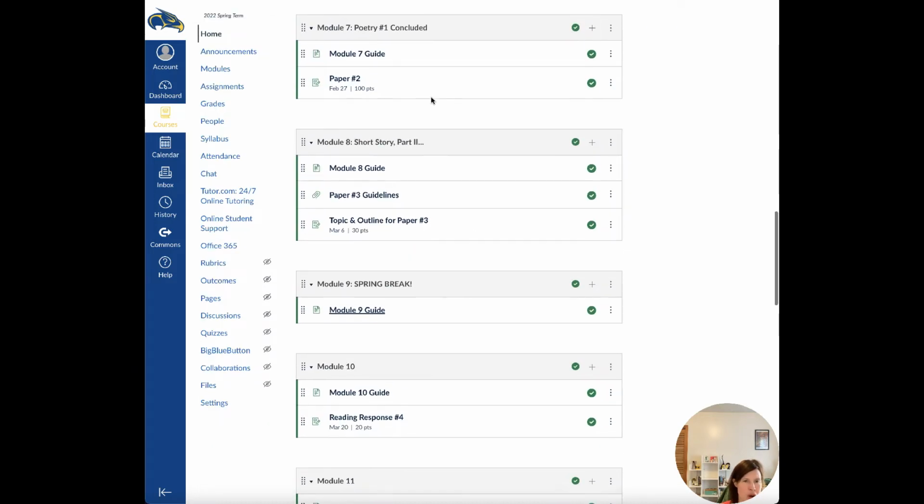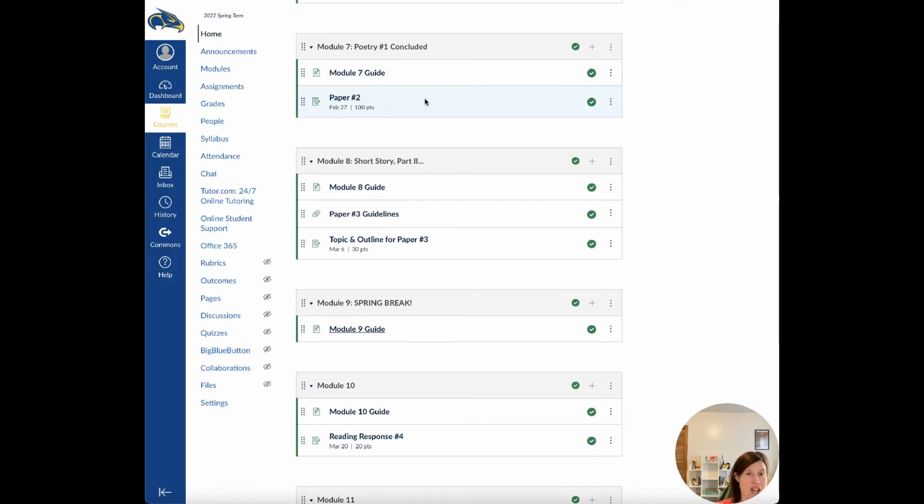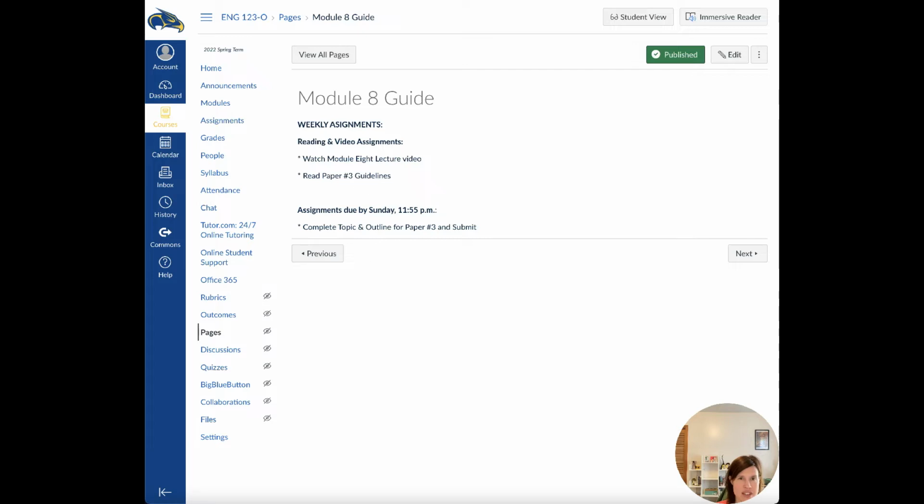Looking at what was due over this last week. I'm recording this on Sunday, so if you've not turned in paper 2 yet, make sure that you do that tonight. It is worth 100 points. And then this week, I'll be grading your papers and getting them back to you. So if you decide to revise, you will have that opportunity the next couple of weeks. So that's for this week's assignment.